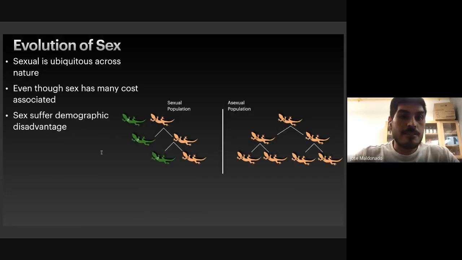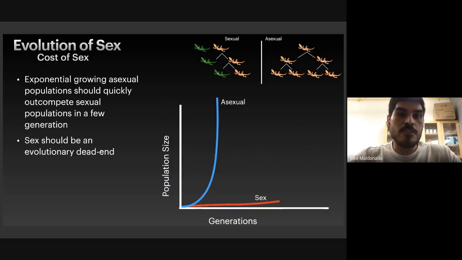So we know that sex is pervasive throughout nature, that even bacteria have some way of exchanging DNA between them. But when you start taking a critical look at sex, we notice that sexual populations suffer a demographic disadvantage compared to asexual populations, in which an asexual population will exponentially grow faster. And in just a few generations, asexuals should outcompete and drive sexuals to extinction. Now, this occurs because in asexuals, everyone in the population will contribute to the next generation, but only half of the individuals within sexual populations contribute to the next generation. And this is famously known as the twofold cost of sex.